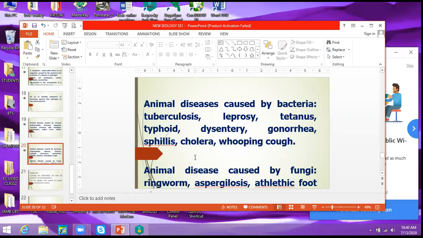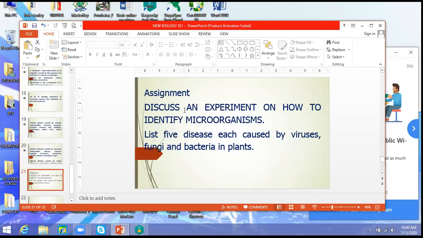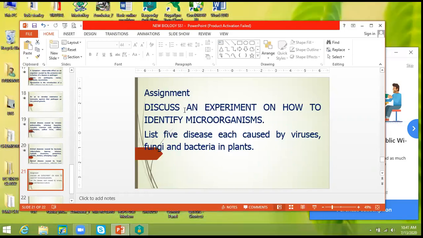So now this is what you will do for me. Number one, this is your assignment, you discuss an experiment on how to identify microorganisms. Number two, you will list 5 diseases each caused by viruses, fungi, and bacteria in plants. In plants, not animal diseases now, but plant diseases caused by viruses, fungi, and bacteria. Any question?